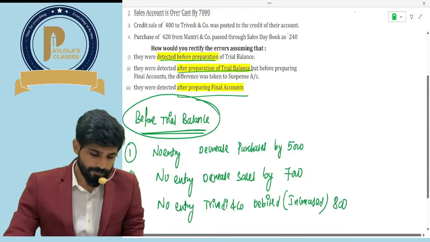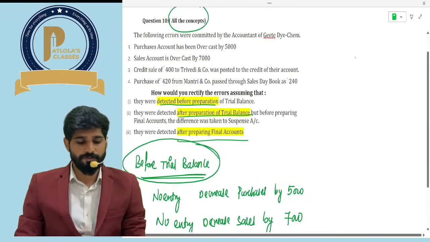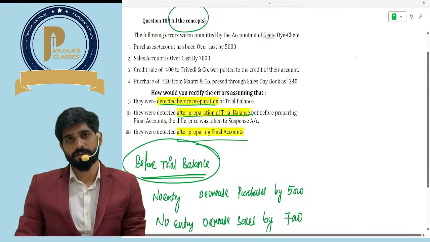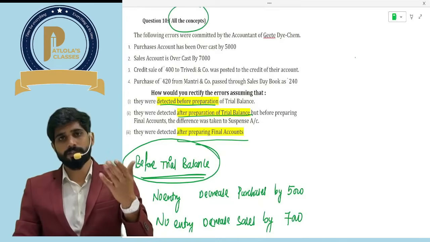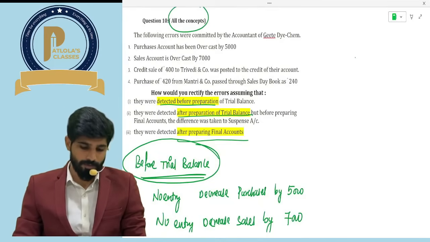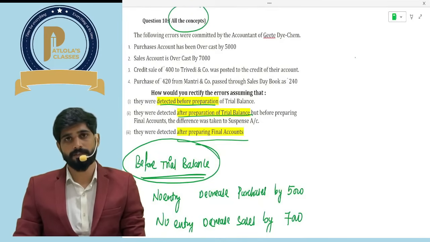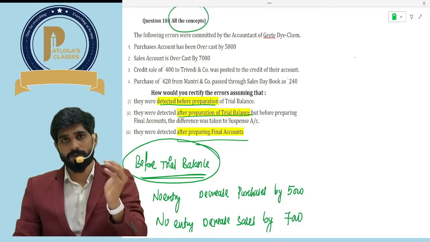What happened? Purchase of 420 from Mantri and Co. When you purchase goods from Mantri and Co, what is the entry? Purchases account debit to Mantri and Co. But what have they written? They have written it as sales. Means can I say they would have written Mantri and Co account debit to sales.